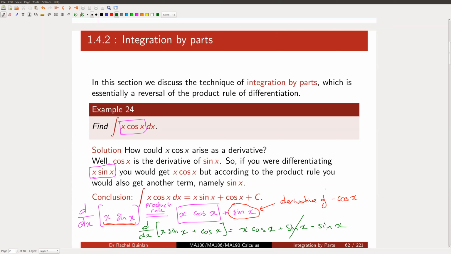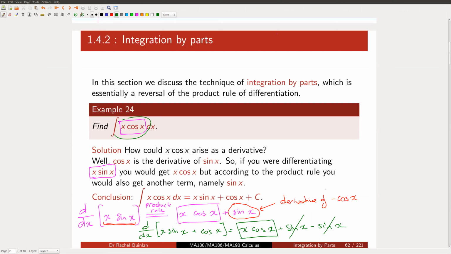So sure enough, we can cancel off the bits that we don't want, and we're left with exactly what we do want, which is x times cosine x. So our conclusion would be, as written there at this stage almost illegibly, that the general antiderivative for x cosine x is x sine x plus cosine x plus a constant of integration. So that's a sort of direct approach to solving that indefinite integration problem by sort of trial and error.